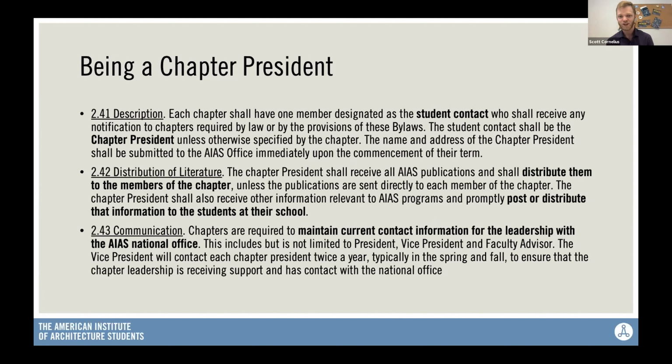And lastly, communication. You are required to maintain current contact information for the leadership of your school with the AIS National Office, and remain in constant communication with us over the course of the year. So really happy to find that bylaw, because sometimes chapter presidents fall behind a little bit on communication, but don't we all? So keep that in mind throughout the year, that we really, really want to get in touch with you. And it's your duty to represent the students at your school. So that's an exciting job to have.